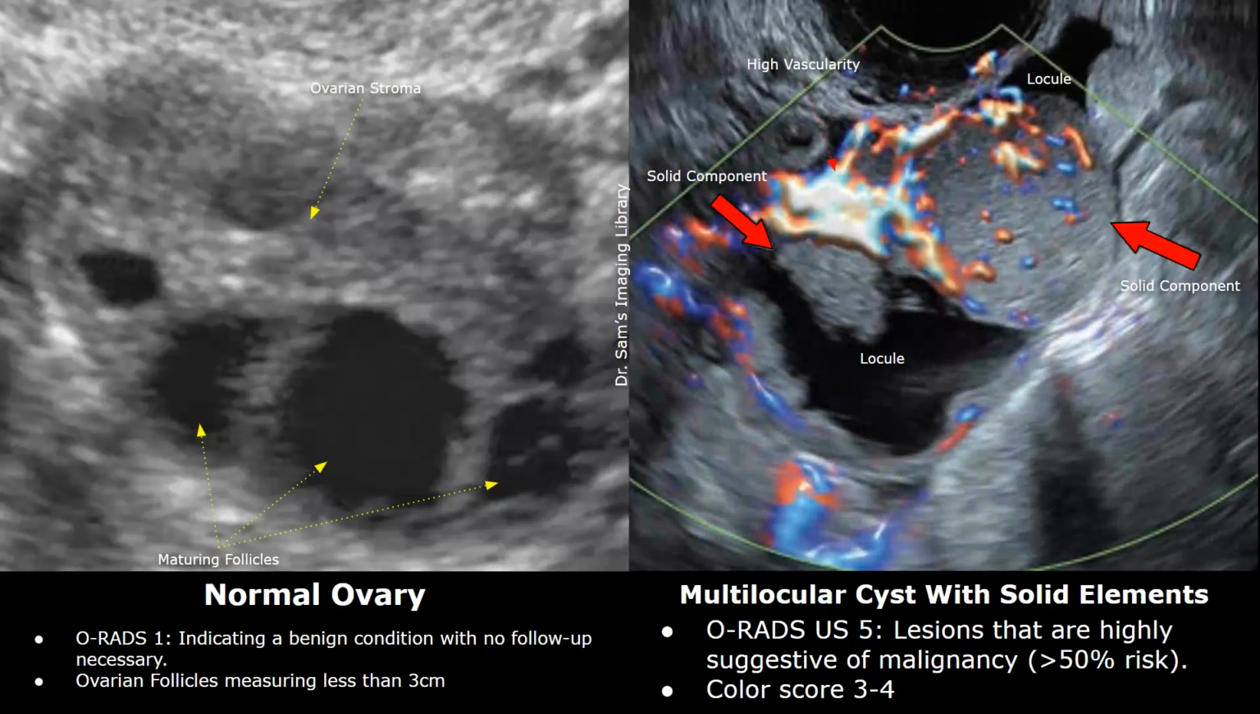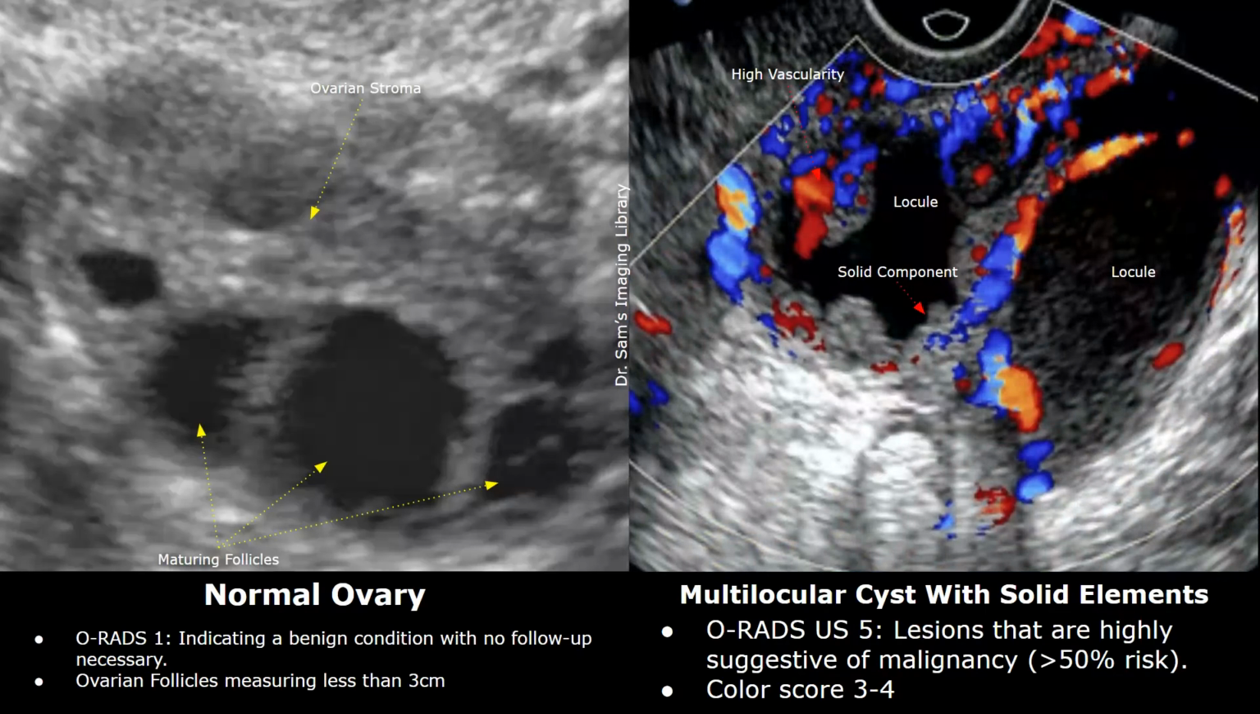This is another multilocular cyst with solid components. These are the locules, and these are the solid components. They show intense vascularity on color Doppler, so this is a color score 4. This is another multilocular cyst with solid components. It also includes papillary projections and very high vascularity. This is a color score 4 vascularity. All these features indicate an O-RADS 5 lesion.